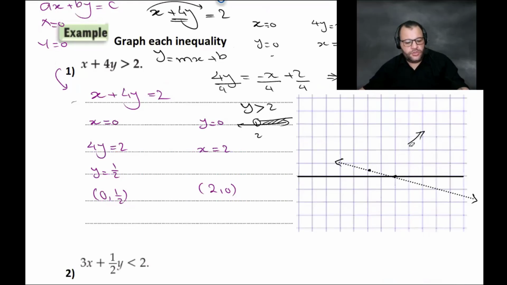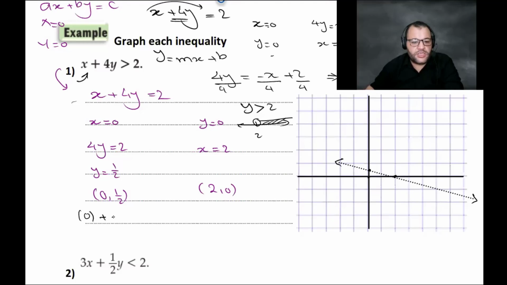Above the line or below the line, that's what we need to check. Choose any point like (0, 0), and by substitution in the inequality, 0 plus 4 times 0 is greater than 2. Is this relation right or wrong?